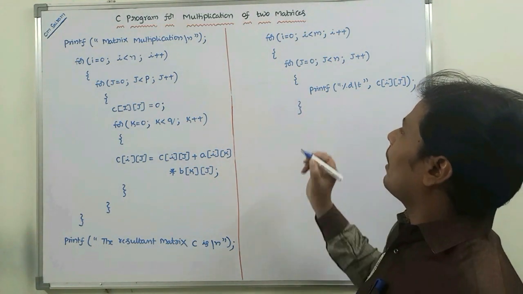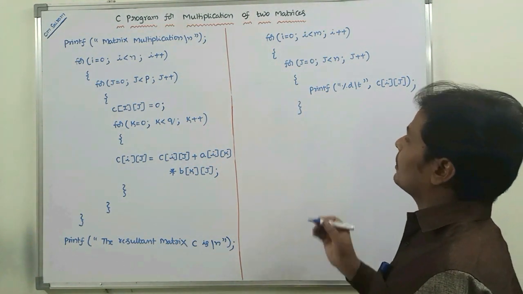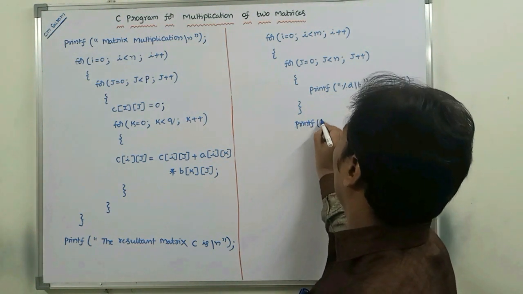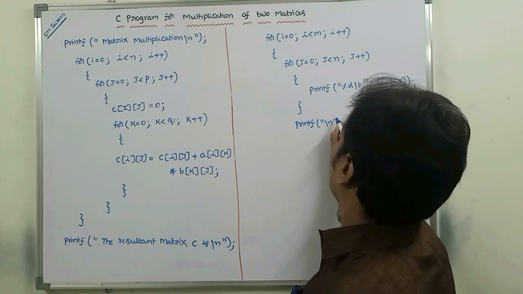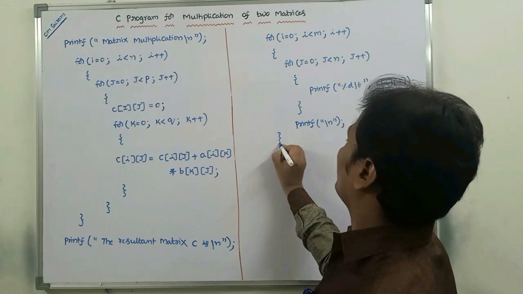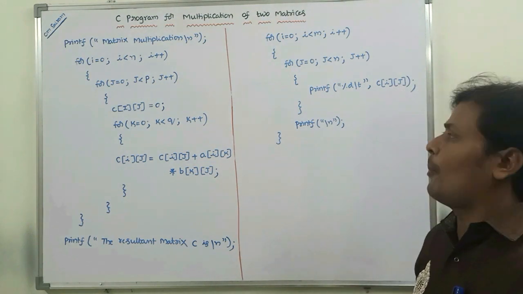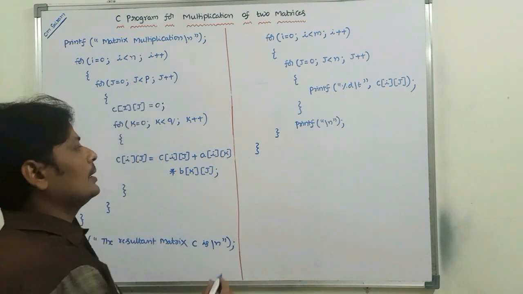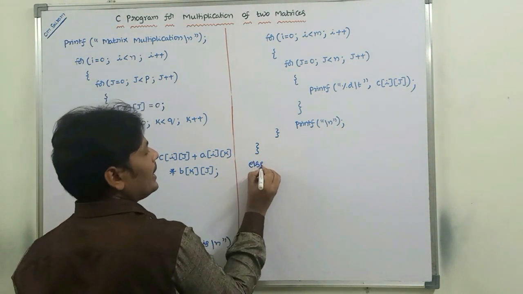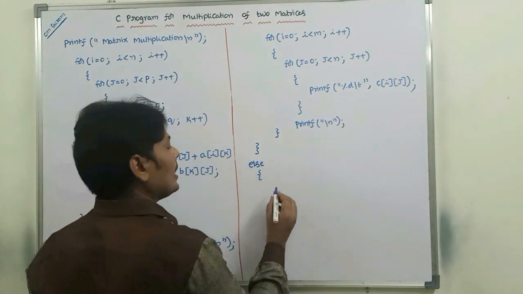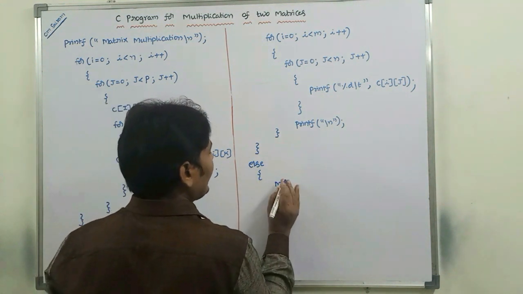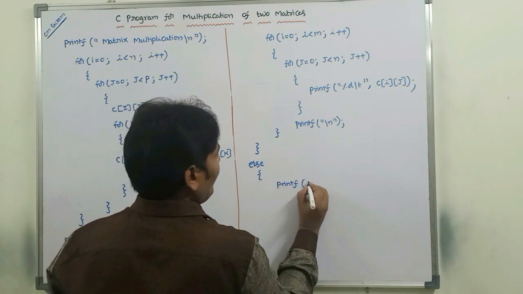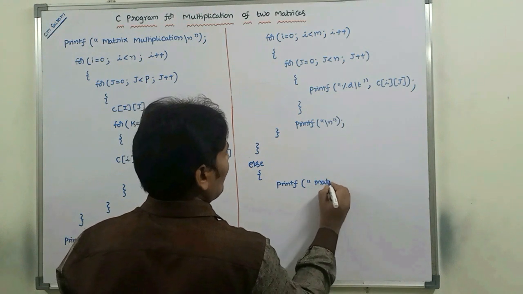In between the closing of the inner for loop and the outer for loop, we have to write \n. So then the elements of matrix C are printed in a matrix form. Okay. The if condition is closed. Suppose the if condition is false, then we have to write the else part. printf matrix multiplication is not possible.